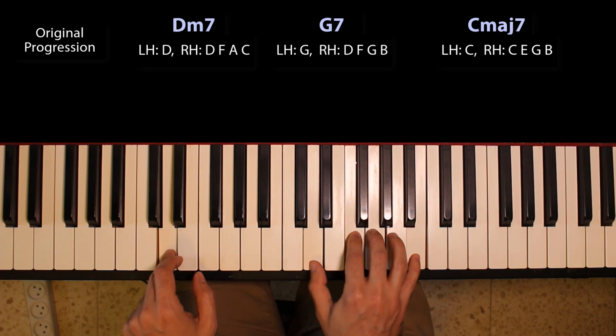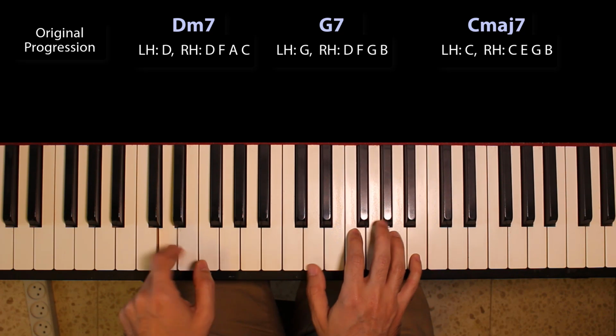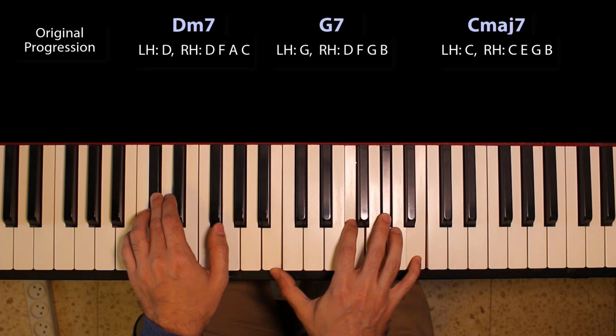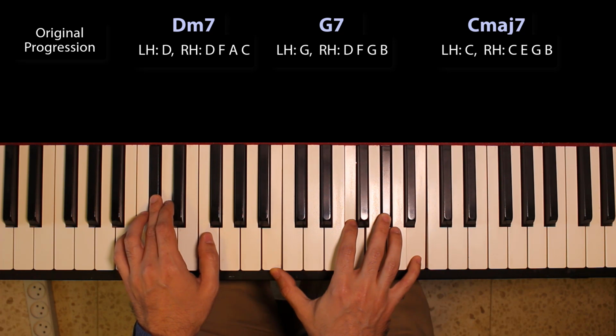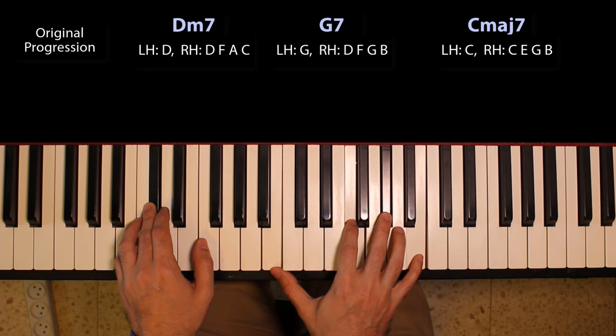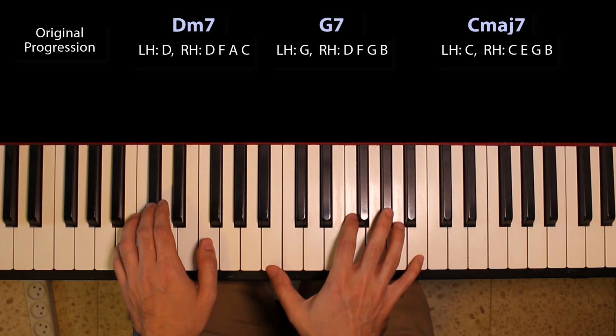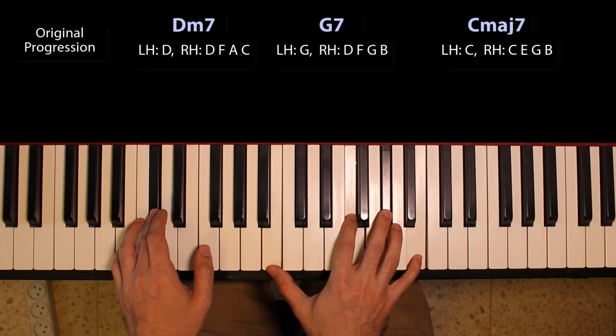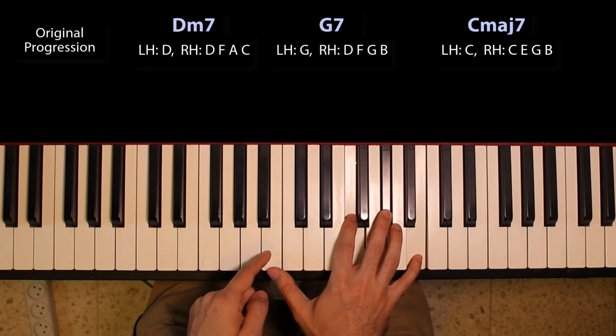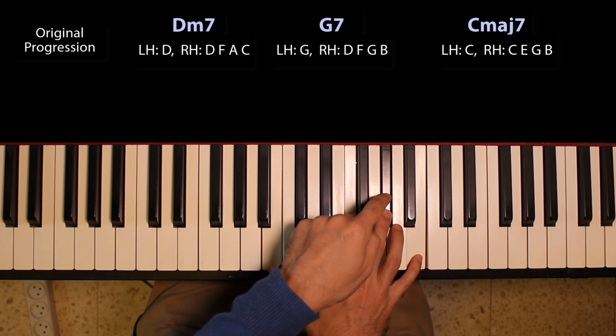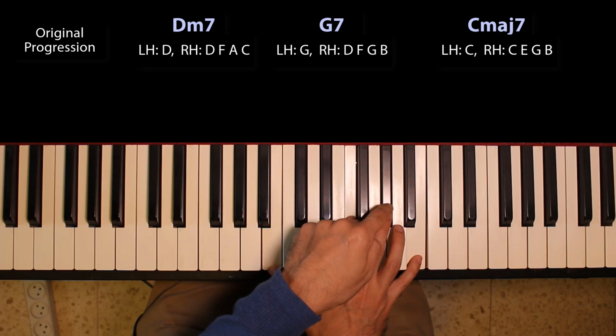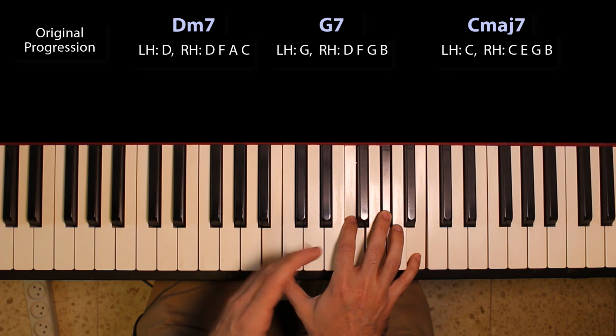So instead of playing this, I can play something like, say, this. Right? This is a D flat dominant 7th, just a different voicing for it. I'm playing a D flat in the left hand, and then a B, F, A flat, and B again in the right hand.